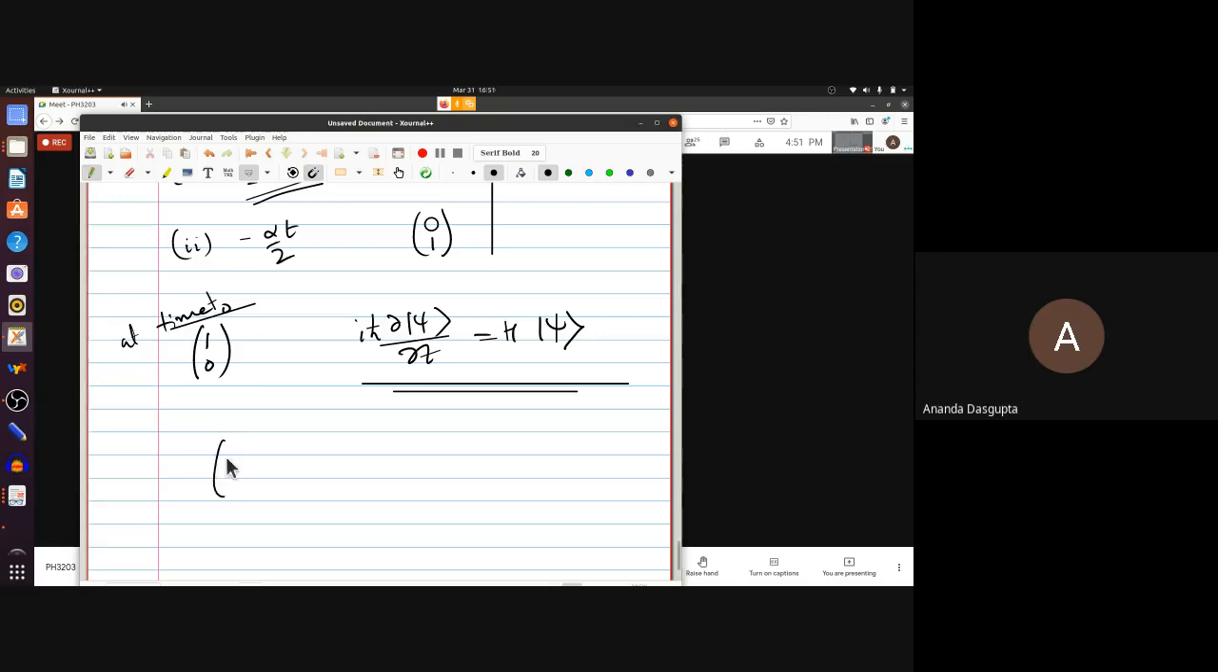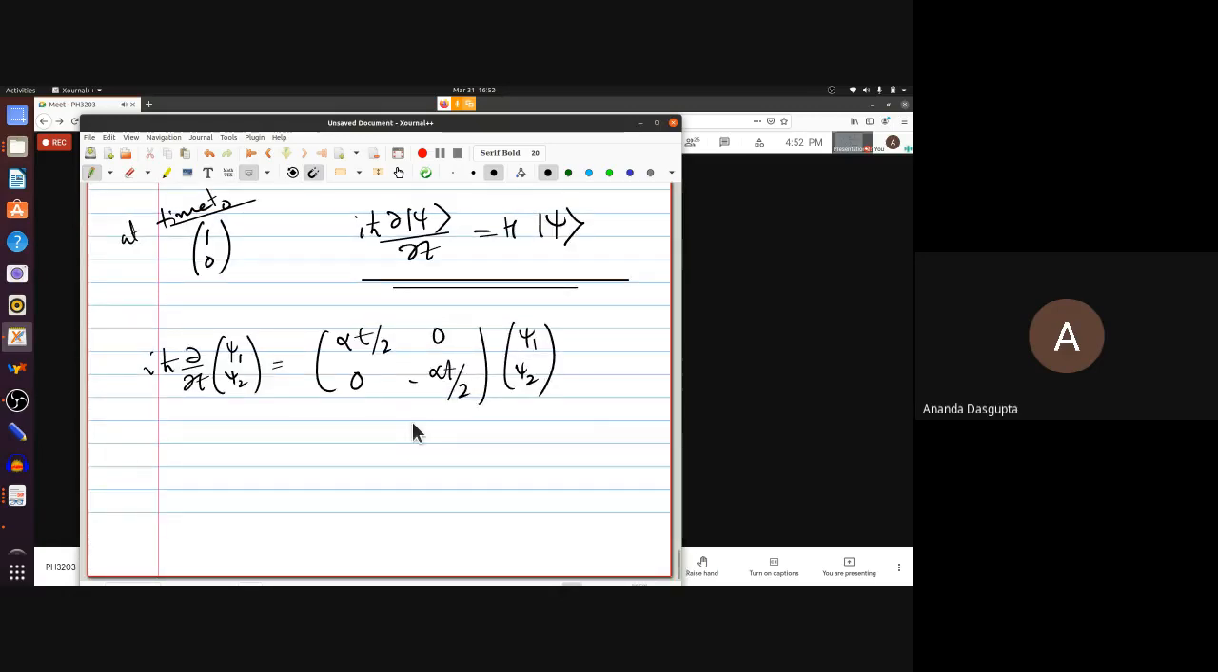In this case, psi is just a two-component vector, right? So the Schrodinger equation simply is this. That is what the time-dependent Schrodinger equation really is. So what does it tell you? It gives you two equations, right? It gives you iħ ∂psi1/∂t, the top component, is αt/2 psi 1, and iħ ∂psi2/∂t, the lower component, is minus αt/2 psi 2.